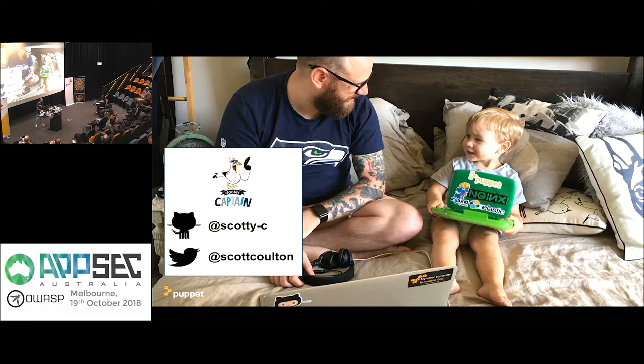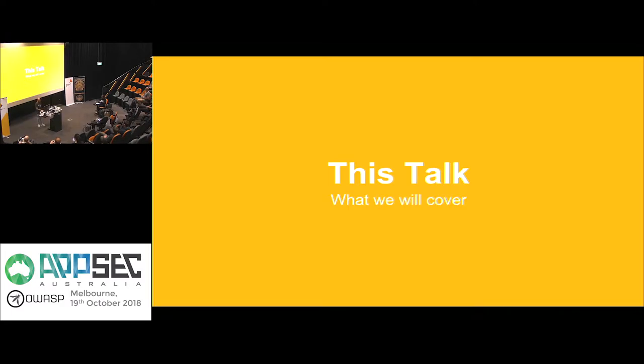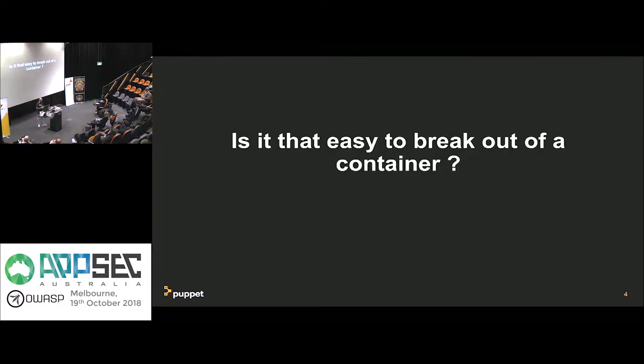and Twitter. In this talk, what we're going to cover is, is it that easy to break out of a container? I was at KubeCon EU, and people were like, oh, we can just break out of containers. The virtualization containers are saying, if you run Docker, you can just break out of it. Use Kata containers, it's heaps better, right? It's virtualized. It's just a CRI plugin for it. Just use that. And I'm like, is it that easy?